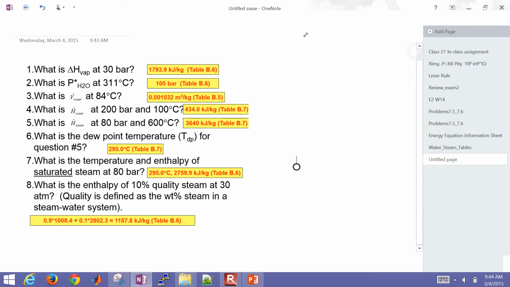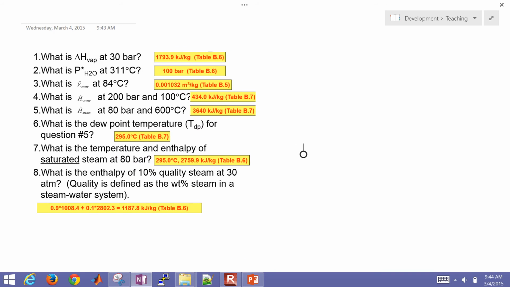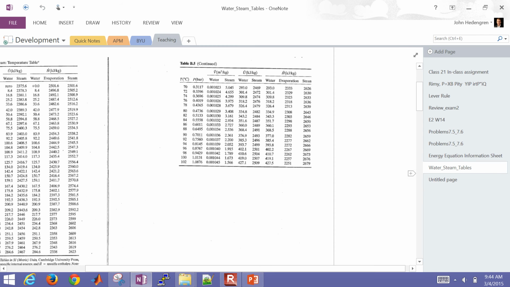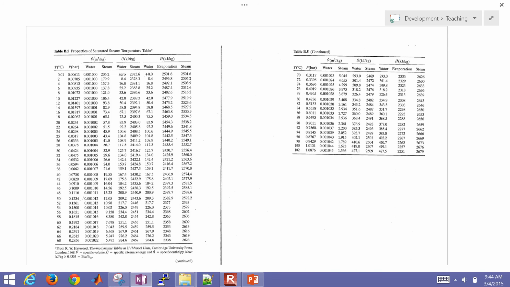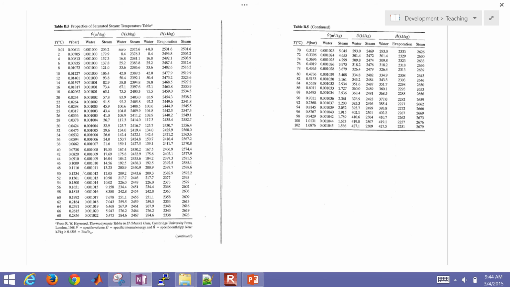Okay, so let's take a look at this. What is the heat of vaporization at 30 bar? We're going to see what the heat of vaporization is at 30 bar. If I come back over to my steam tables, I can look up here in table B5 and see if it goes up to 30 bar. No, it doesn't. It only goes up to 1 bar.